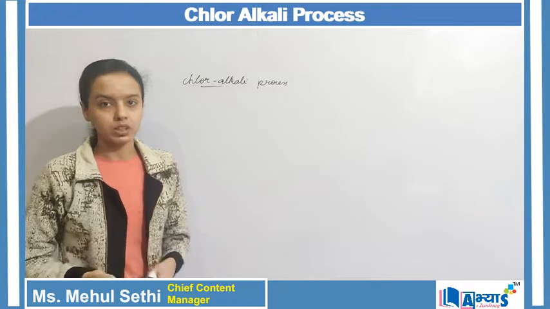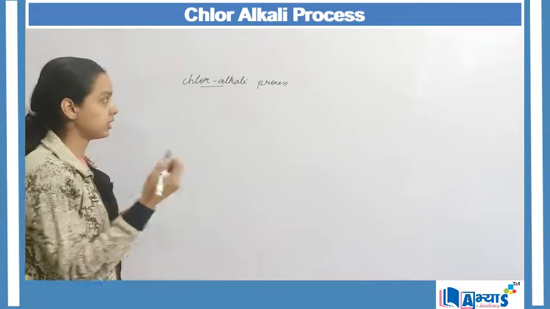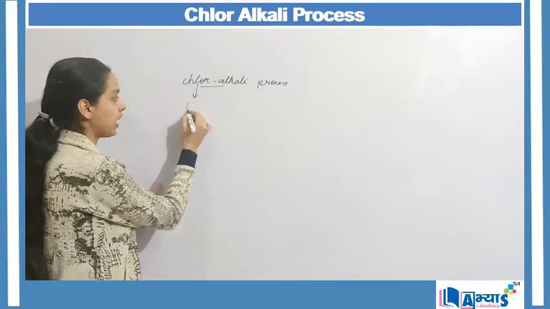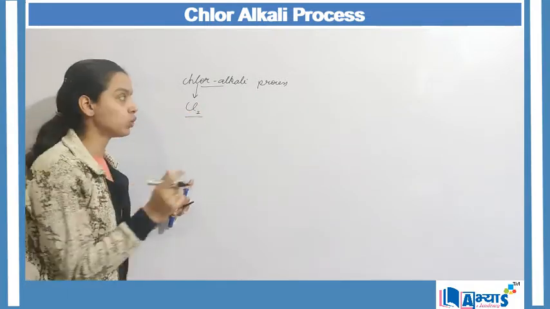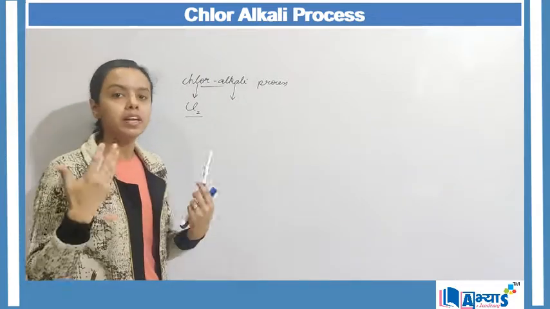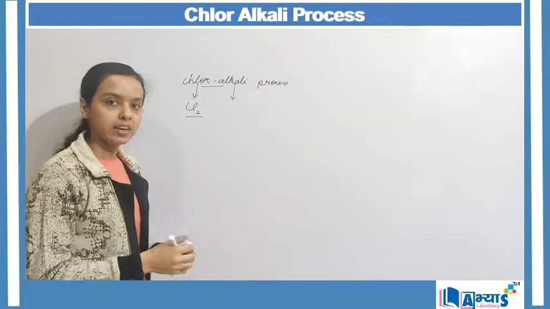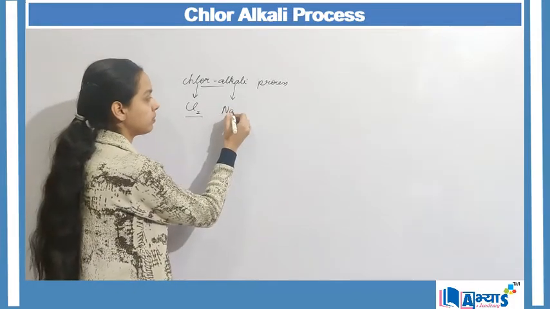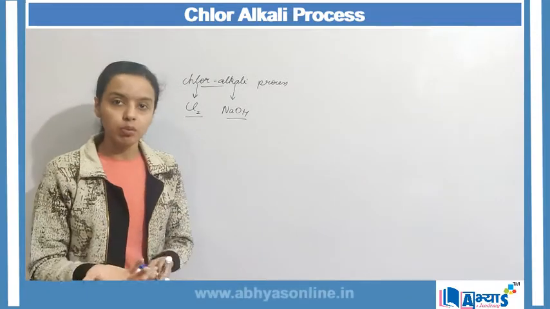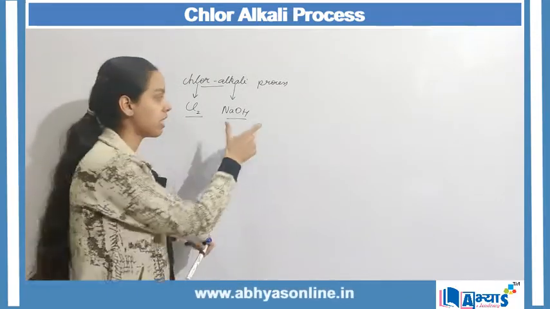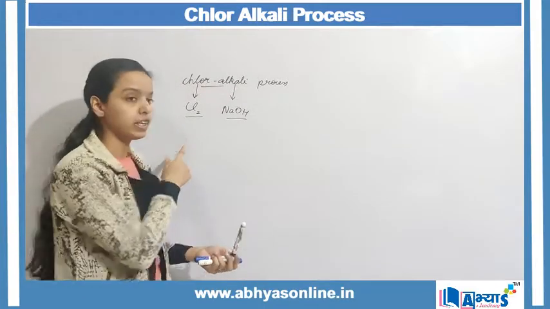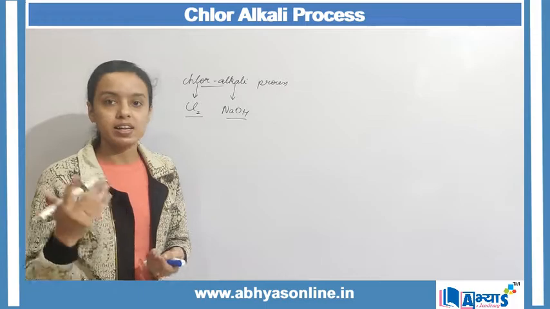The chlor-alkali process, as it is in the name, suggests that "chlor" means there will be production of chlorine gas, that is Cl2. And by the term "alkali" we mean any base which is soluble in water, and the best example of that type of base is NaOH. So in any process where there is production of an alkali, that is NaOH, and production of chlorine gas, that is Cl2, it is referred to as a chlor-alkali process.